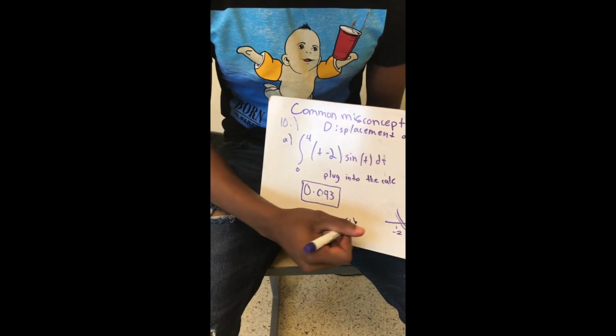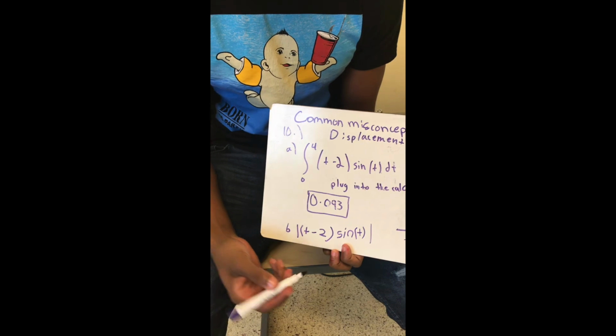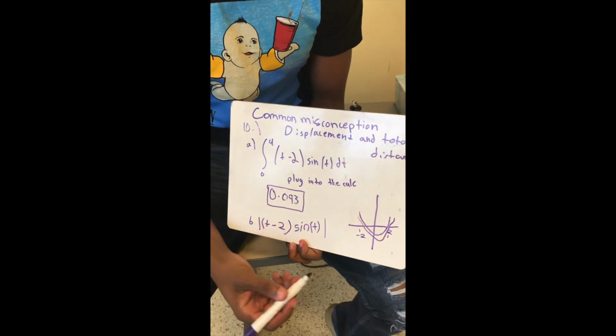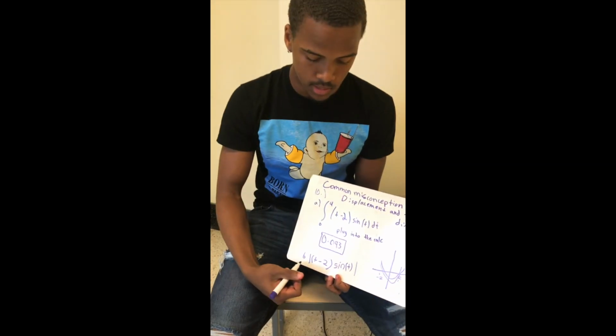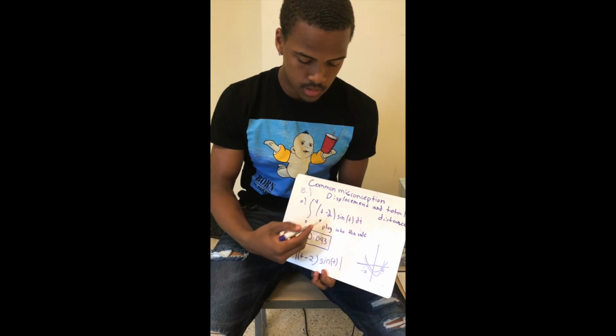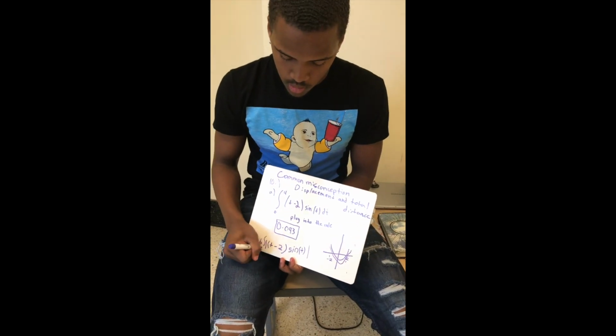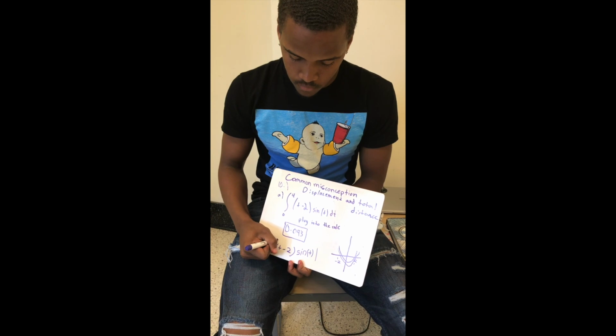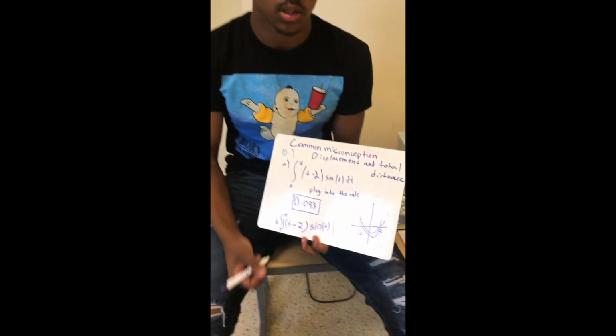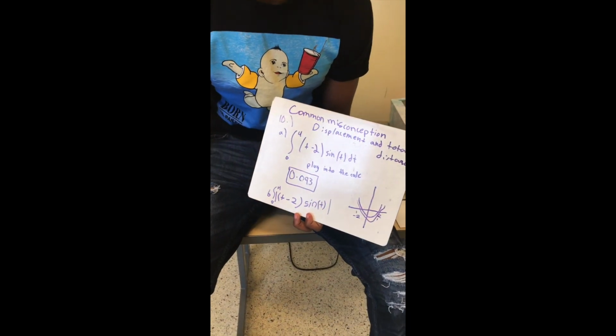So put the entire function in the absolute value function, make sure that it remains positive, and this will give you the total distance. So take this function in the parentheses. You're still going to do all of the integral things, so don't forget your integrals. But when you're finding total distance, it's the absolute value, not just the regular function.